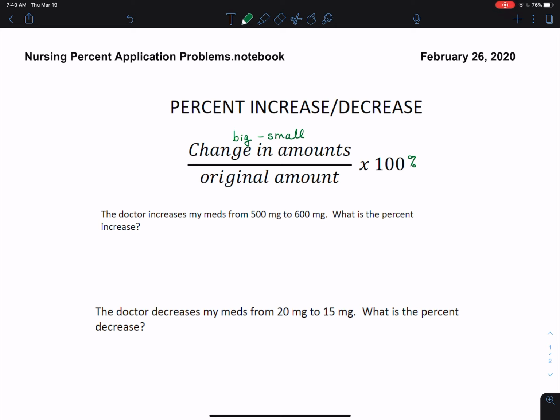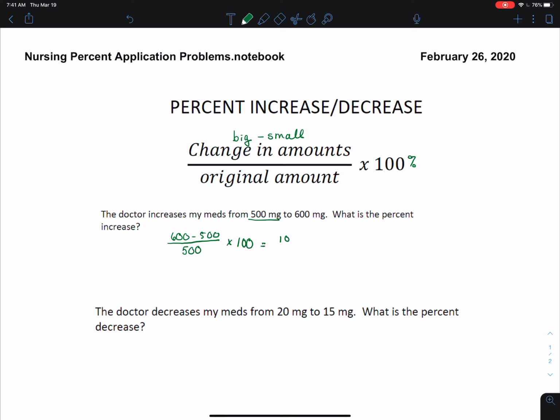If we look at this first example, it says the doctor increases my meds from 500 milligrams to 600 milligrams. What is the percent increase? So I would do 600 minus 500 and then need to divide the original amount. I originally was getting 500 milligrams of medication, so I would divide by 500. And I know I need to multiply that by 100 to get this into percent form.